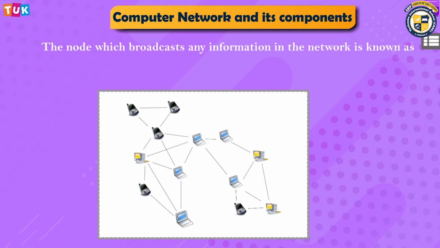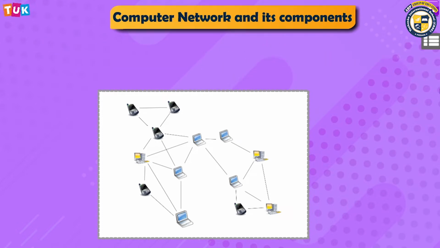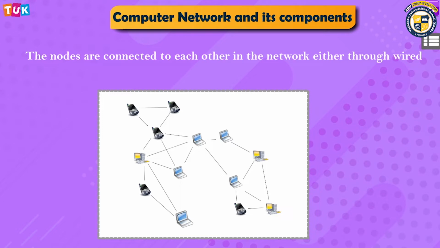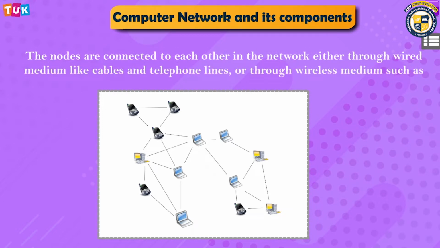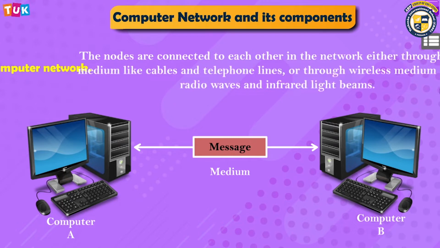The node which broadcasts any information in the network is known as the sender, and the nodes which receive that information are called receivers. The nodes are connected to each other in the network either through wired medium like cables and telephone lines, or through wireless medium such as radio waves and infrared light beams. Computer A, medium, message, Computer B.